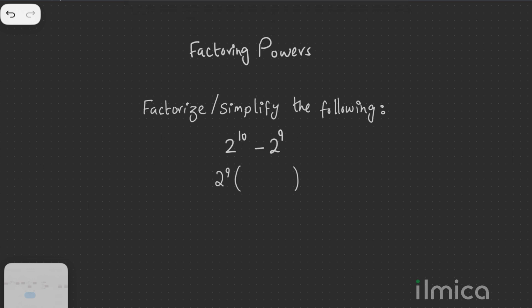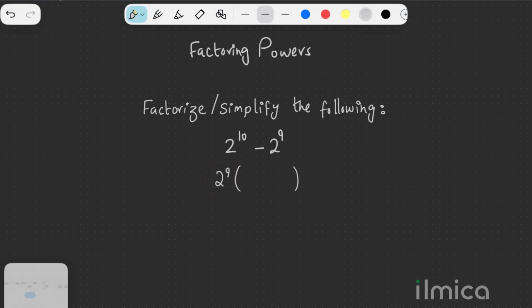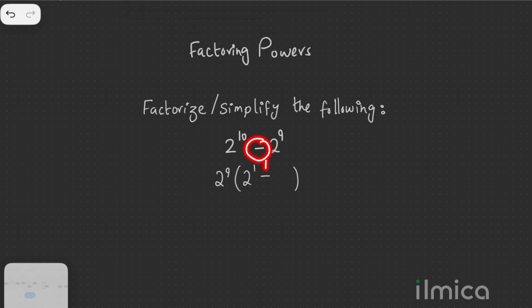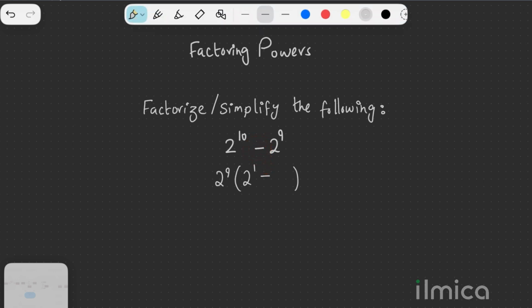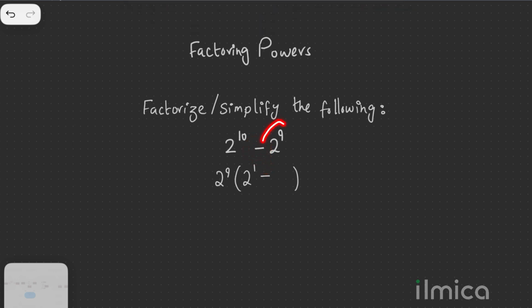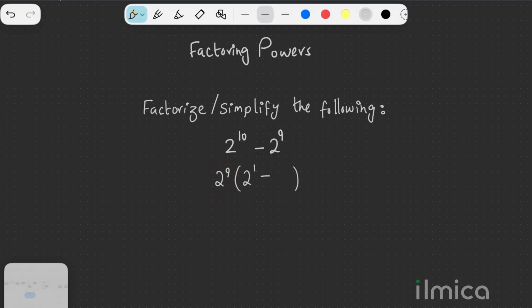Now, remember that the first power over here was 2 raised to the power 10. Because we have already written 2 raised to the power 9 outside, the power remaining is going to be 2 raised to the power 1. Then we will write down minus, just as it is written over here. The second term we have is 2 raised to the power 9. Well, we have already taken out 2 raised to the power 9 outside. So how much power is left? Nothing. So we will write down 0.